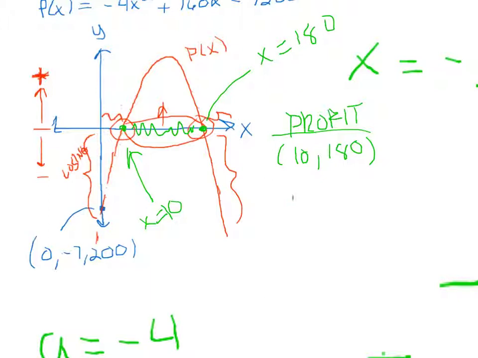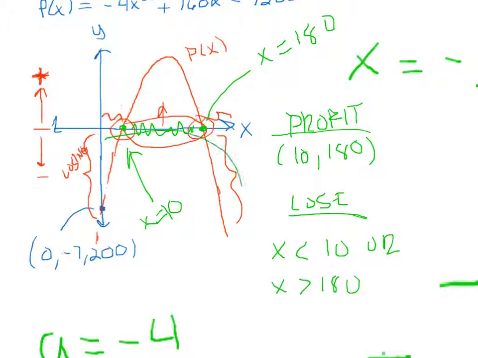So if we look at loss, we would see that for x less than 10 or x greater than 180, which is right below here, we see that the company's actually getting a loss there. They're losing money.